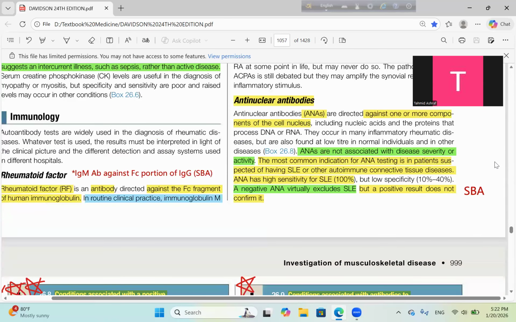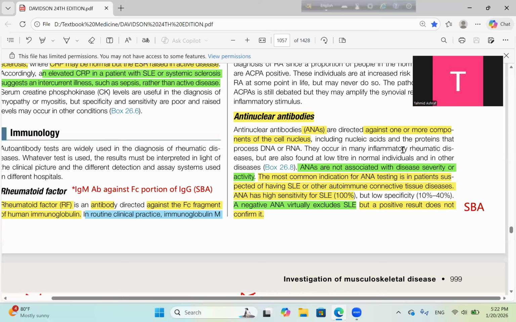Then we come to another antibody, anti-nuclear antibody, ANA. Anti-nuclear antibodies are directed against one or more components of the cell nucleus, which act as the antigenic stimuli for these antibodies. The name suggests the thing itself. ANAs are not associated with disease severity or disease activity.